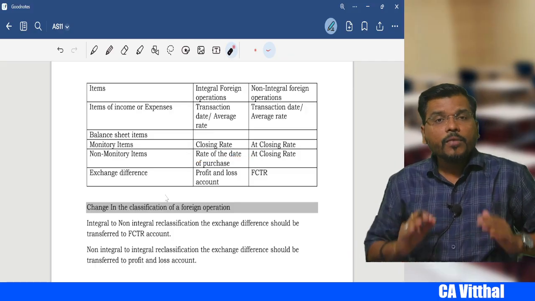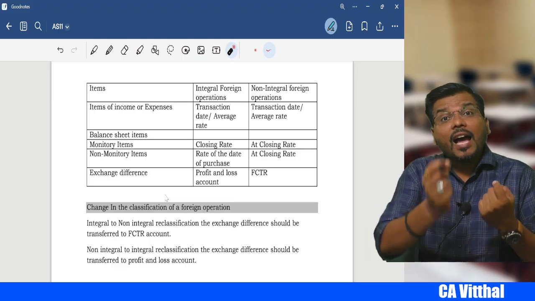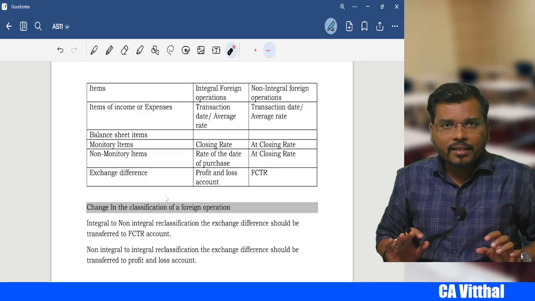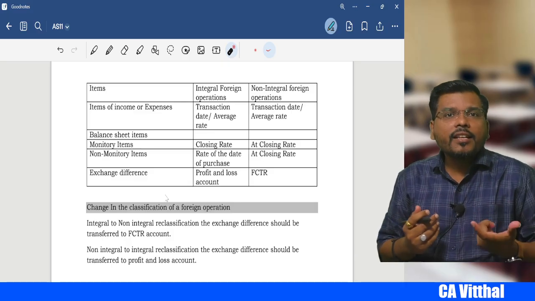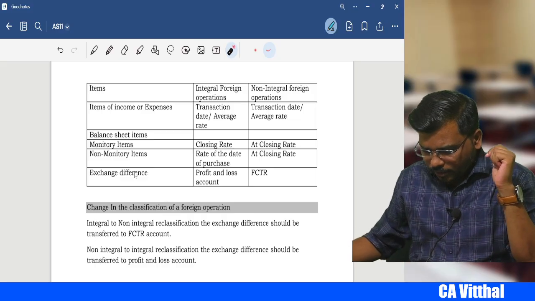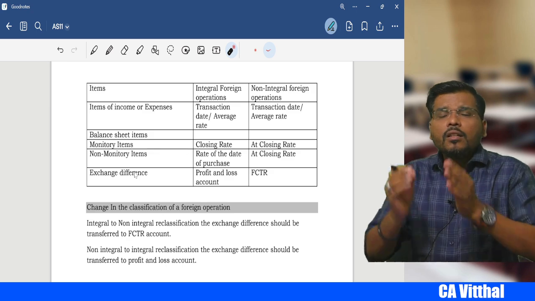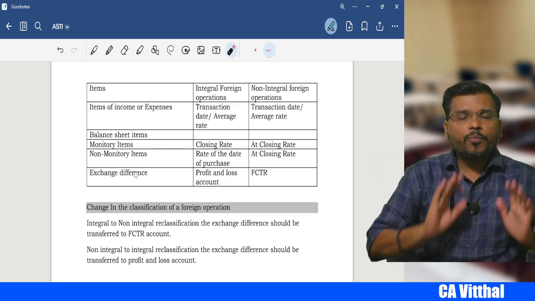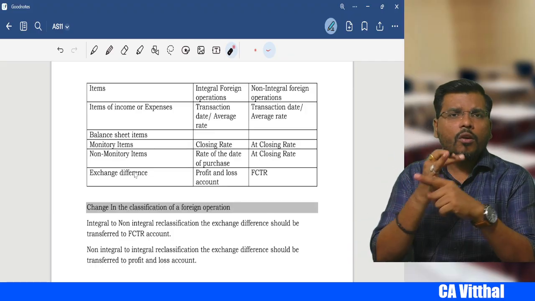For example, building is a non-monetary item. When you purchase the building, that date, what was the rate? That rate you should apply here. Is that clear? But if it is, let's say, debtors, debtor is a monetary item, you should apply the closing rate. Is it clear? Okay, so by using this exchange rate, you can convert the foreign currency or foreign branch trial balance into a reporting currency. Okay, so right, my dear students, up to these two things we have completed.